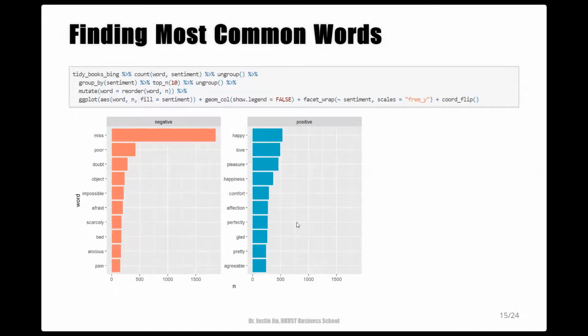However, we can spot an anomaly here. The word miss is coded as negative, but it is used as a title for young, unmarried women in Jane Austen's works. So it is not appropriate for our sentiment analysis purpose. A possible solution could be adding miss to a custom stop words list so as to remove it from the analysis.